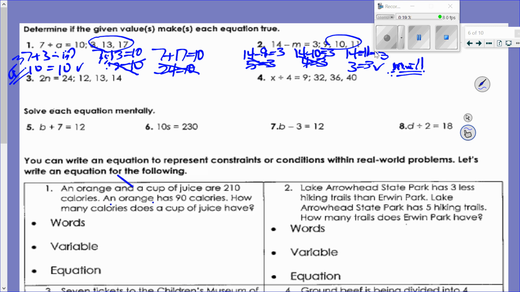Our next one, here's our values. So we're going to do 2 times 12 equals 24. 24 equals 24. Check. There's my true value.